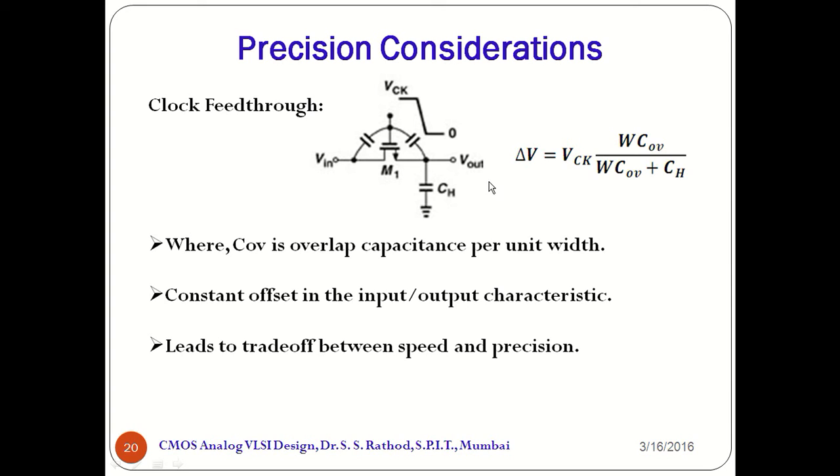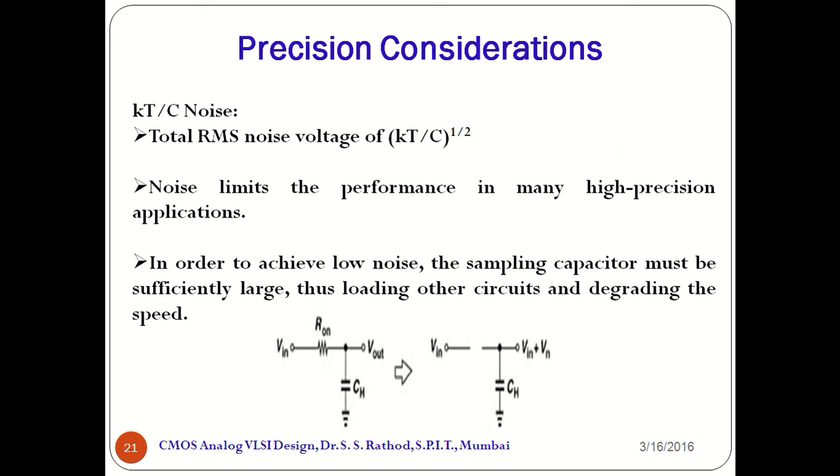And this also leads to the trade-off between speed and precision. What does it mean? To reduce this error voltage delta V, you have to increase the capacitance CH. But if you increase the capacitance CH, speed will degrade. So, in short, clock feedthrough is the mechanism by which the gate clock gets coupled to the source and drain side, introducing an error delta V, which is a constant offset in the input output voltage, and it leads to the trade-off between speed and the precision.